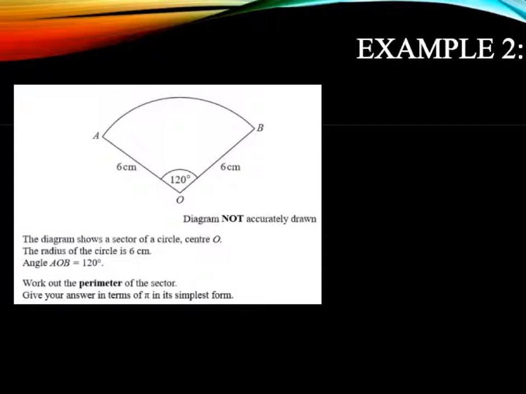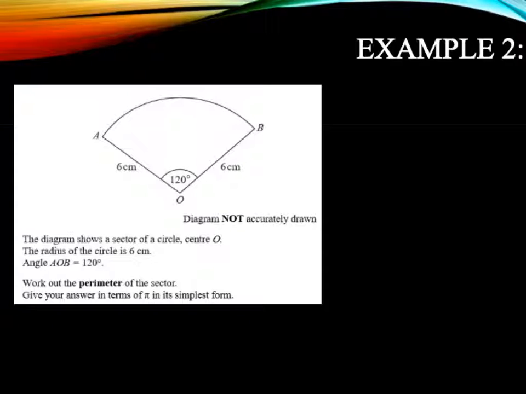Okay, let's move on to look at an actual exam question then. Notice this one, it shows a similar kind of picture to what we had before. We've got an arc length here, we've got a sector shown, we've got an angle here. It says the diagram shows a sector of a circle, centre O. The radius of the circle is 6 centimetres, we can see that. Angle AOB is 120. Work out the perimeter of the sector.